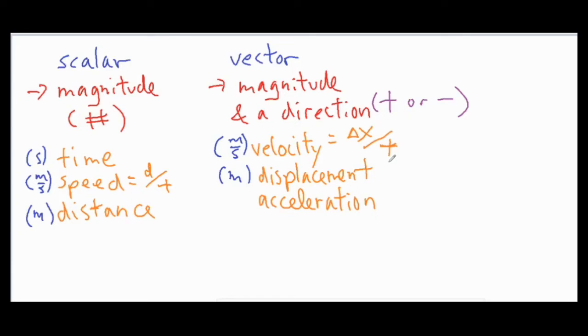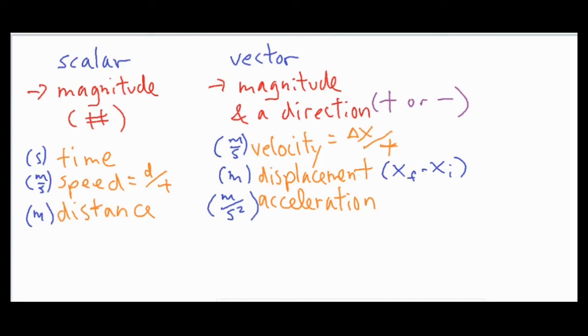Displacement is just telling you your final position minus your initial position, which you would either call xi or x naught. But that change in position, depending on where you make your origin, could be positive or negative. And then acceleration is in meters per second squared. It's how many meters per second you're changing per second.